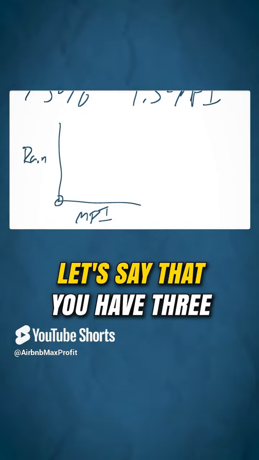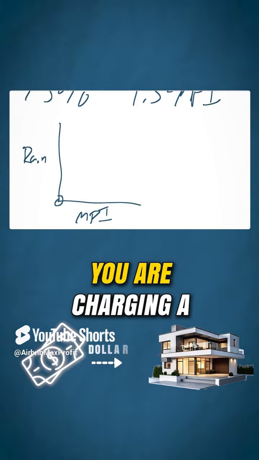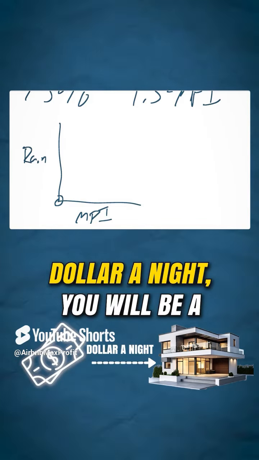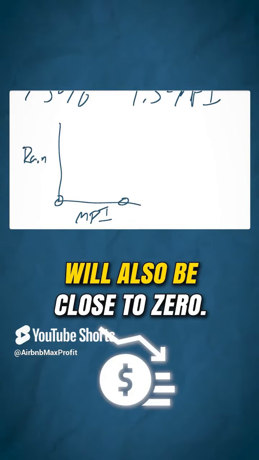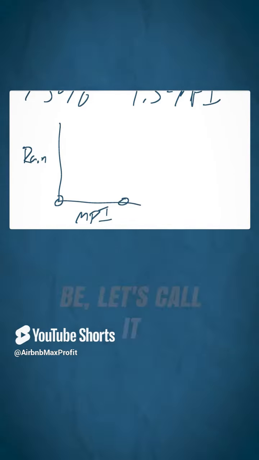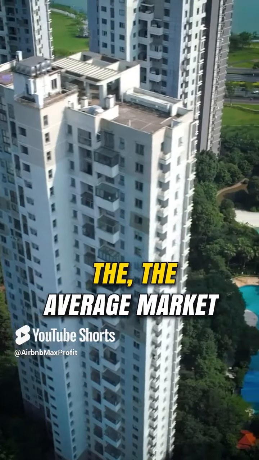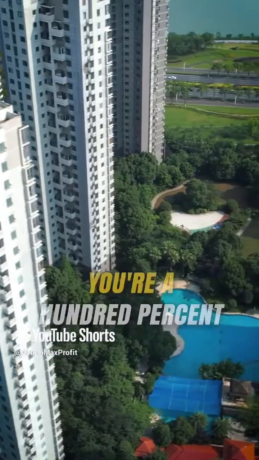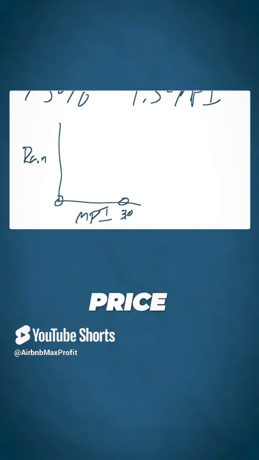Let's say that you have 3x market occupancy, right? You are charging $1 a night. You will be 100% booked, and your revenue against the market will also be close to zero, okay? And your occupancy could be, let's call it 3x the market, all right, 3.0. The average market is 33% occupied. You're 100%, 3x MPI, 3 MPI. You're also close to zero at this price point, okay?